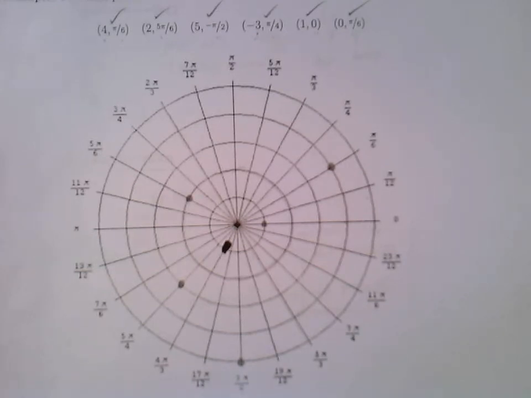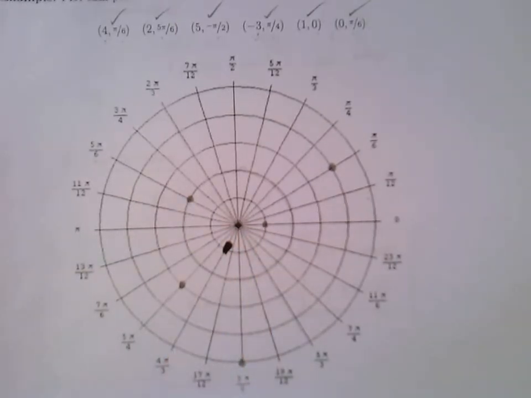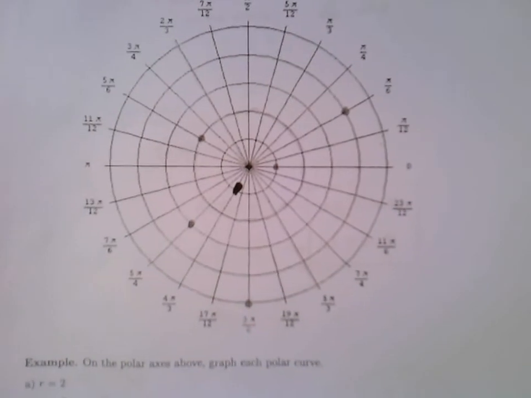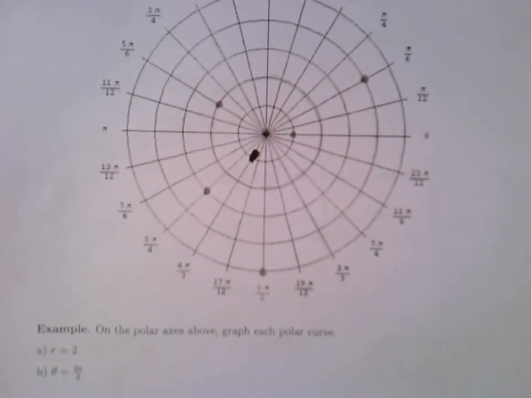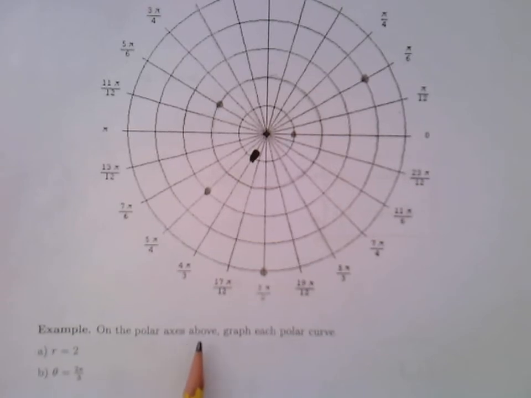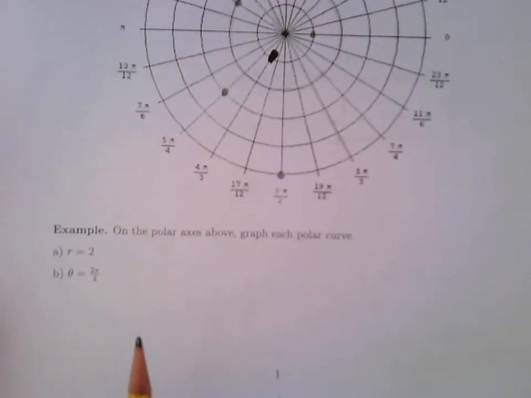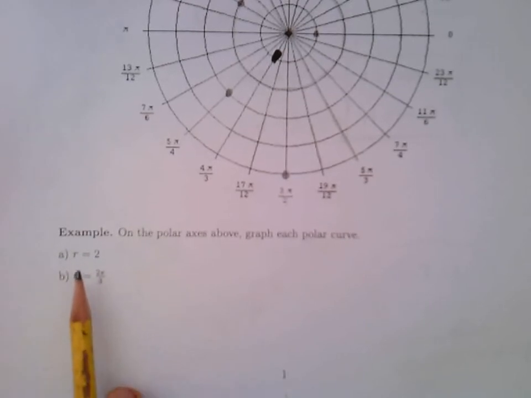So there they are. How many do we have? 6 of them. 1, 2, 3, 4, 5, 6. Yeah, we got them all. Okay, you also see at the bottom there: after plotting the points on the same polar axes, graph each polar curve. And we picked the simplest things we can. r equals 2, theta equals pi over 3.